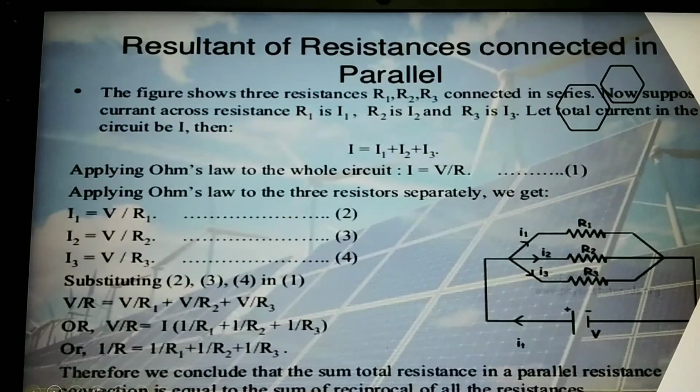Substituting 2, 3 and 4 in equation 1, V by R equals V by R1 plus V by R2 plus V by R3, or V by R equals, taking V as common, V times (1 by R1 plus 1 by R2 plus 1 by R3). Cancelling V on both sides, we get 1 by Rp equals 1 by R1 plus 1 by R2 plus 1 by R3. Therefore, we can conclude that the total resistance in a parallel connection is equal to the sum of the reciprocals of all resistances connected in that circuit.